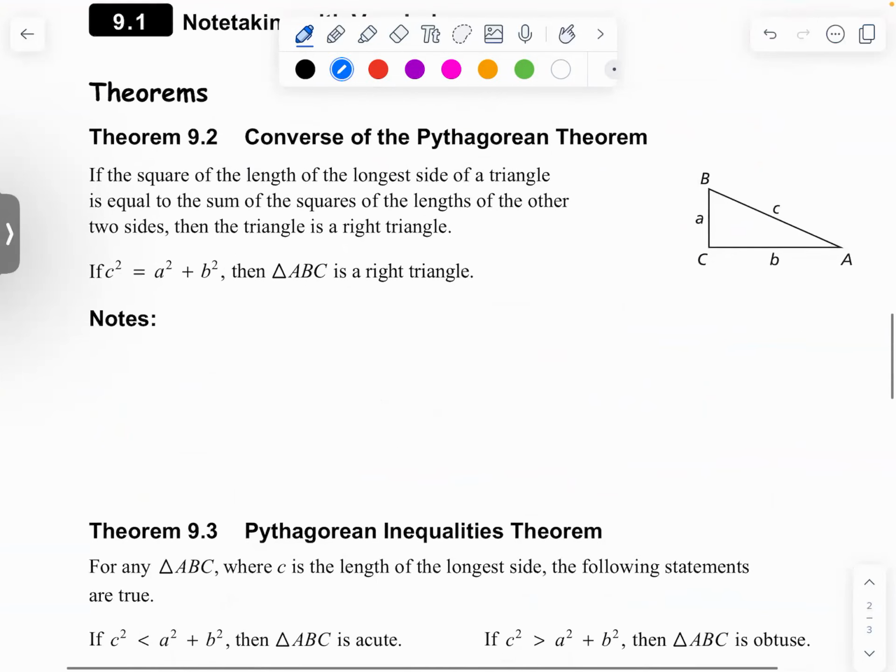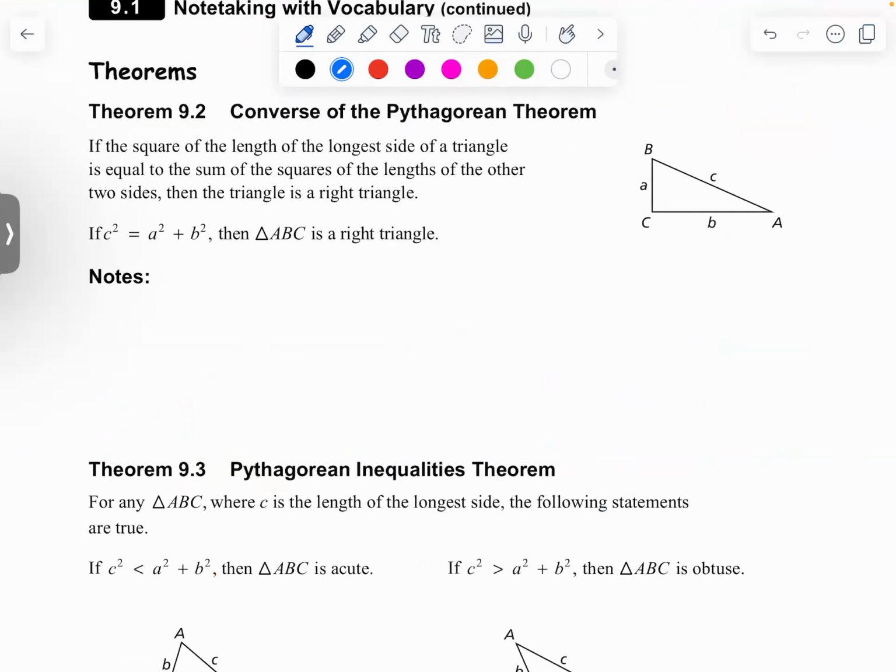All right, so go ahead and look at the next page. The converse of the Pythagorean theorem: if a squared plus b squared is c squared, then we have a right triangle. For the rest of this page, we're just going to determine what kind of triangles we have. Let's say I give you a triangle and we're not sure if it's right or not. We don't know if this is a Pythagorean triple or not.